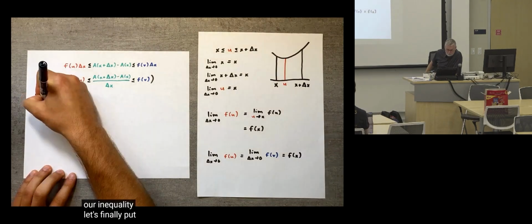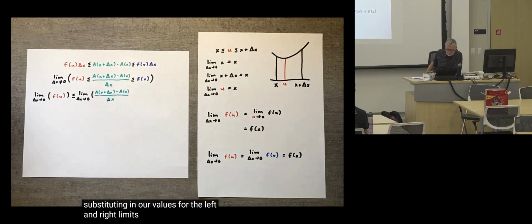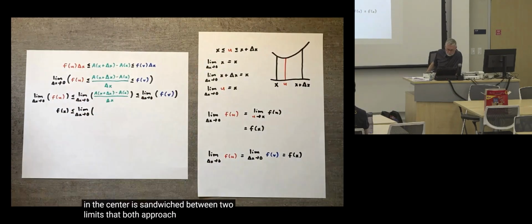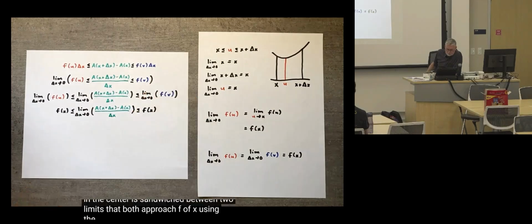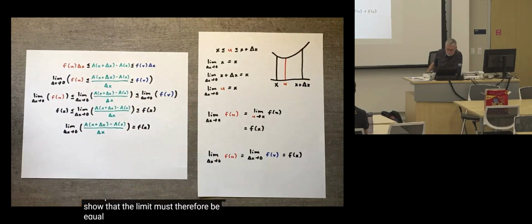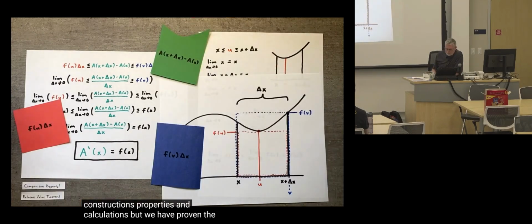Let's finally put everything together. Substituting in our values for the left and right limits, we see that the limit in the center is sandwiched between 2 limits that both approach f of x. Using the squeeze theorem one last time, we show that the limit must therefore be equal to f of x. It took many constructions, properties, and calculations, but we have proven the fundamental theorem of calculus beyond a shadow of a doubt.